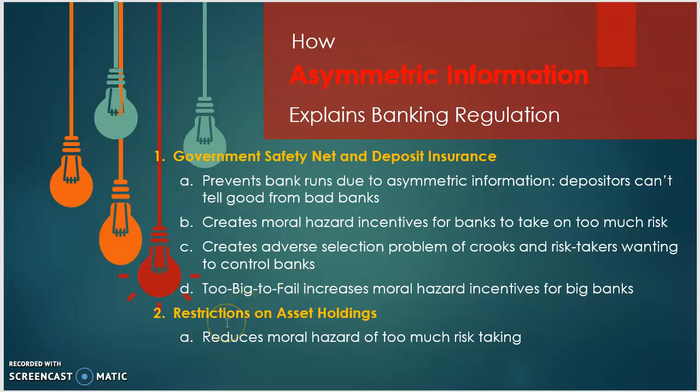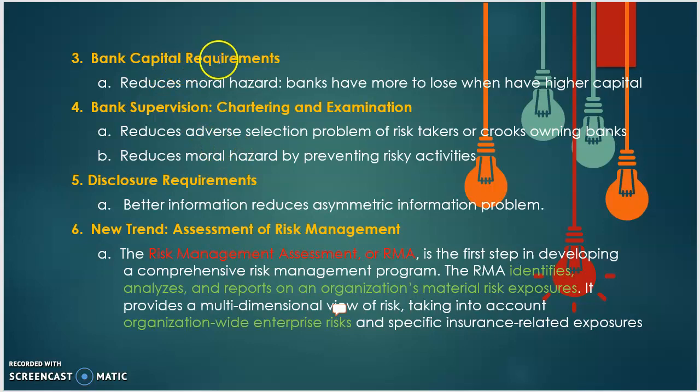Okay, the second one is restrictions on asset holding, which reduce moral hazard of too much risk taking. Okay, and then bank capital requirement reduces moral hazard. Banks have more to lose when they have higher capital. Okay, bank supervision, chartering and examinations reduce adverse selection problem of risk takers or crooks owning banks, and then reduce moral hazard by preventing risky activities. Okay, and then disclosure requirement, better information, reduces asymmetric information problems.